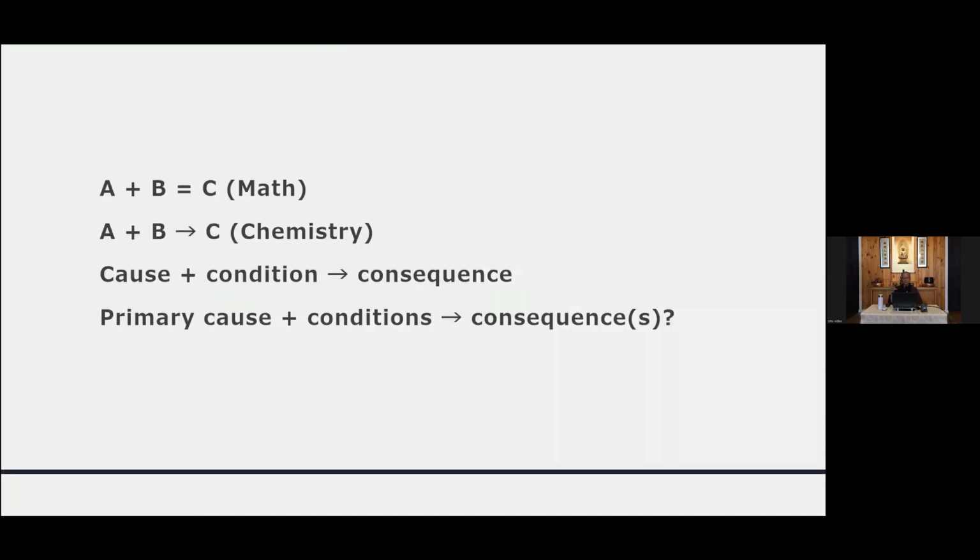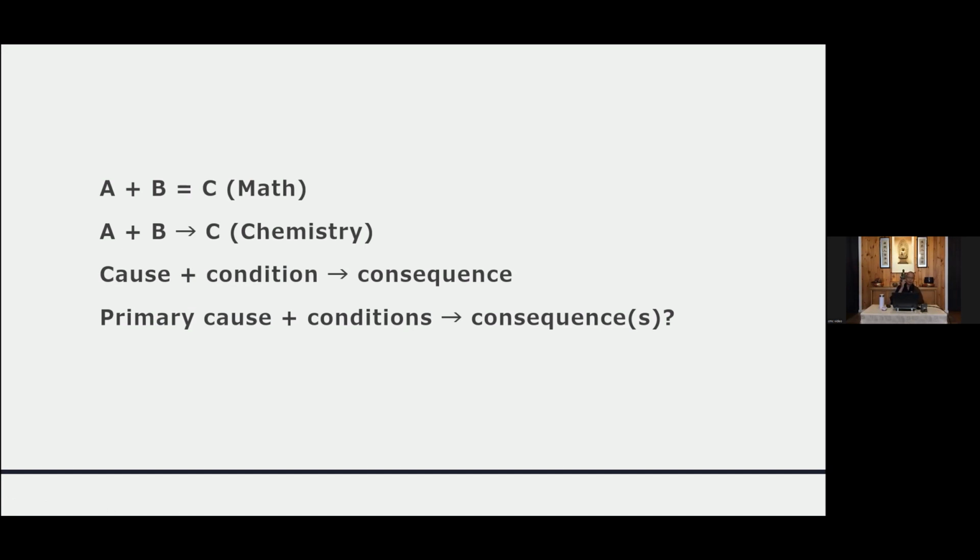Okay, cause and condition. I summarize this. If we say that A plus B equals C, that's math, right? If we say A plus B produces C, then it's chemistry, right? You put something in, burn it, and it becomes some other things. That's chemistry. But if you say one cause plus one condition has a consequence, for example, I am the cause, and I drop this cup to the ground. It's broken. That's the consequence, right? I drop the cup, or I should say, I and the cup, and I drop it. It's broken. That's the consequence.